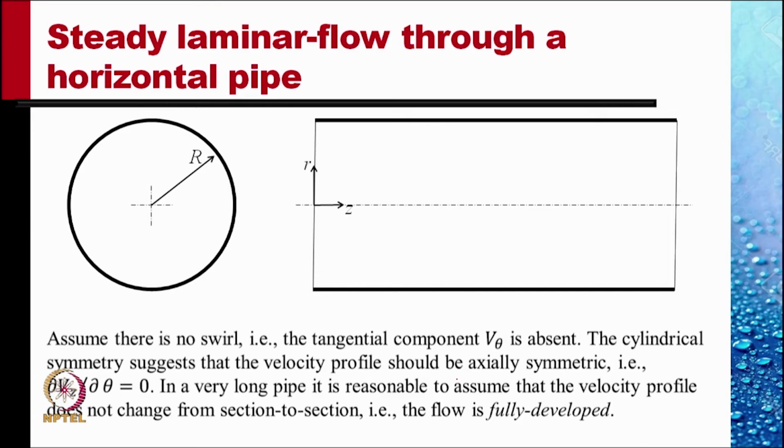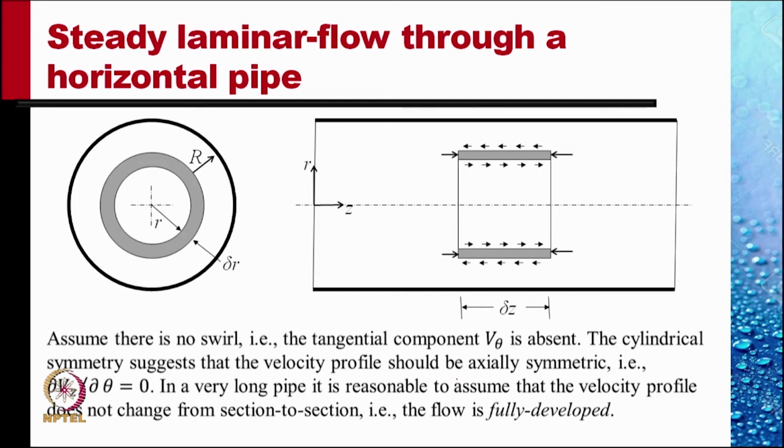We assume there is no swirl, that is, the tangential component v theta is absent. The cylindrical symmetry suggests that the velocity profile should be axially symmetric. That is, del Vz by del theta would be 0. In a very long pipe, it is reasonable to assume that the velocity profile does not change from section to section and the flow is fully developed. We had discussed this in an earlier lecture too.